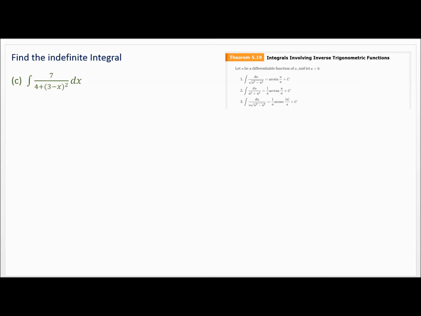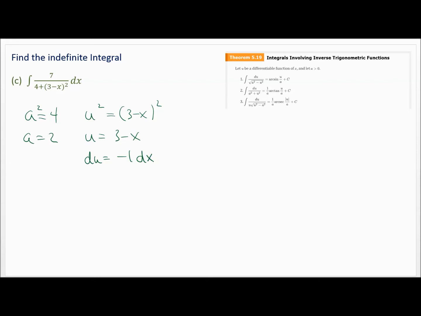So how'd it go? I'm seeing that there is no square root down here, so that tells me more than likely we're dealing with a number 2 situation, which is an arctangent problem. So let's label everything. In this case, it looks like a squared would be 4, which would make a 2, right? Your u squared would be 3 minus x squared, which means u would be 3 minus x. You also have to find du, which is negative 1 dx. We just took the derivative of u to find du, right?